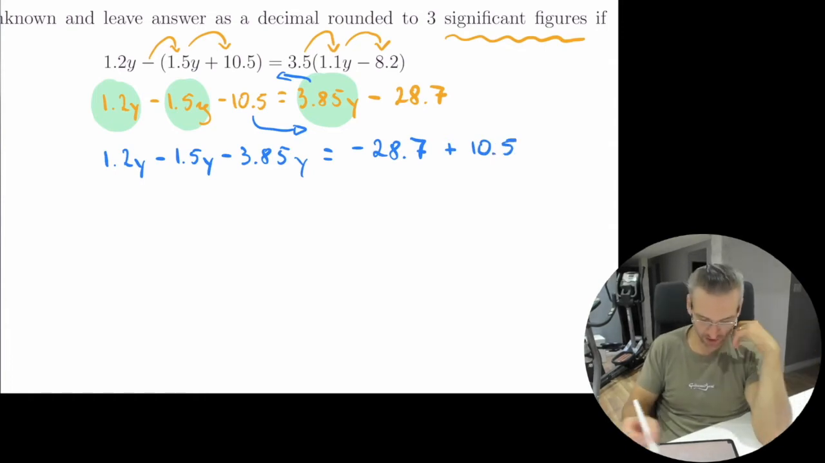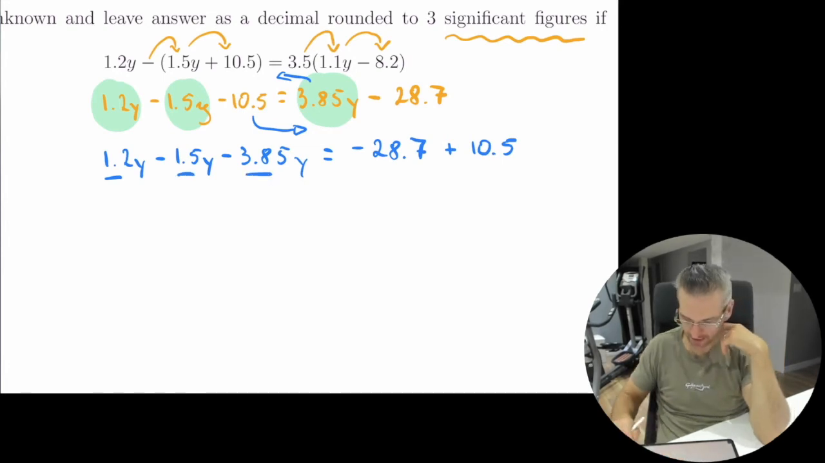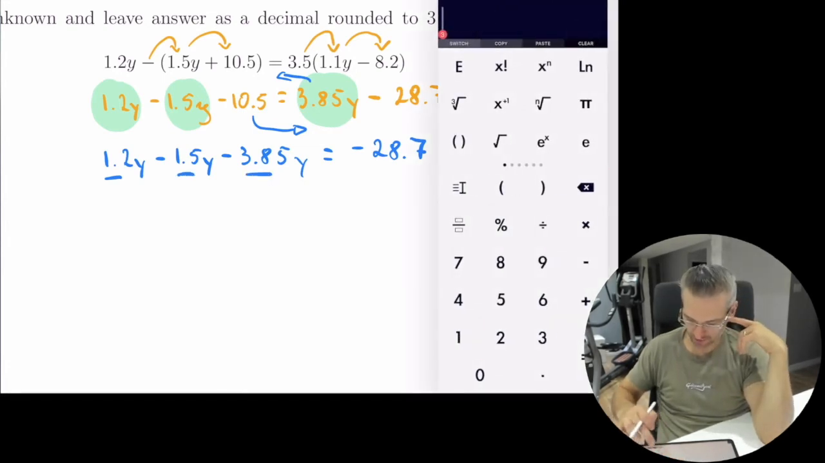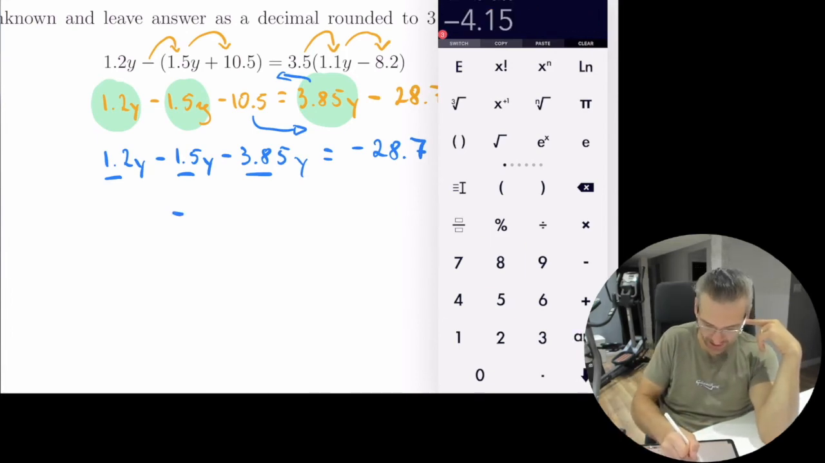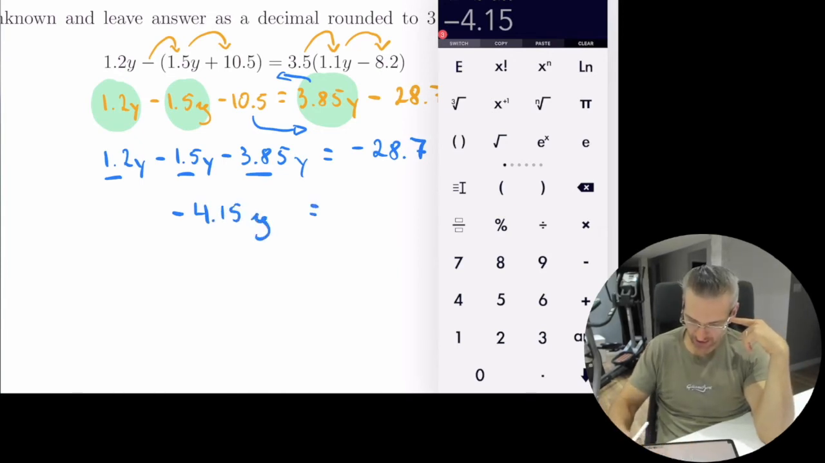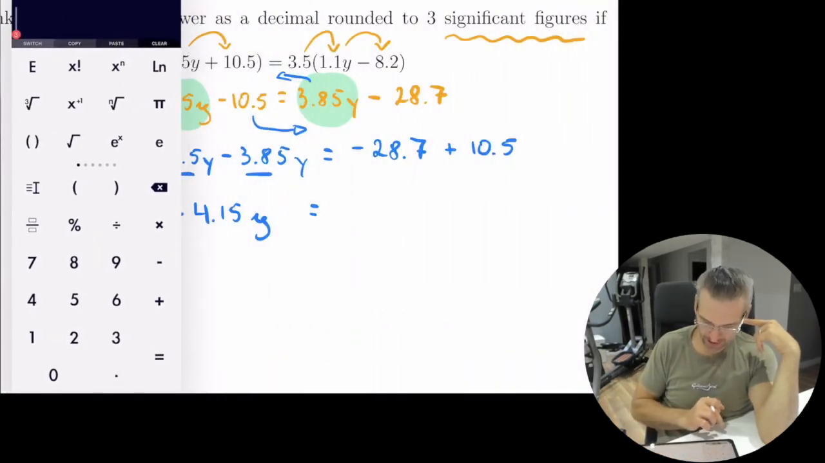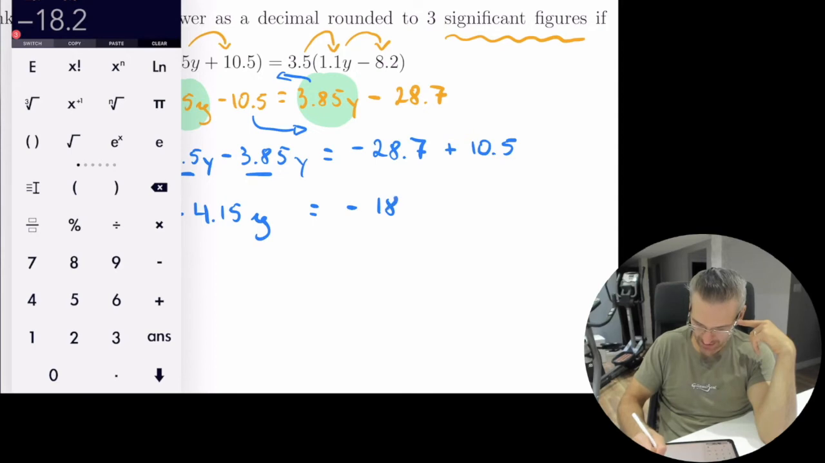And now we can work with these. They are decimals, so I'll save myself a little bit of time by grabbing the calculator. So 1.2 minus 1.5 and minus 3.85. And that's going to be negative 4.15y equals, and here, what did we have? Negative 28.7 plus 10.5, which is negative 18.2.